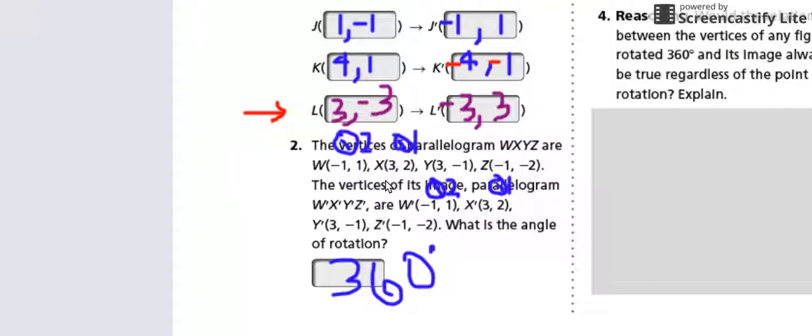Even though it looks like a crazy problem, it's not. You have to take the time to think about all the points. Where's my pre-image point at? Where did it go? And then where did I end up at?